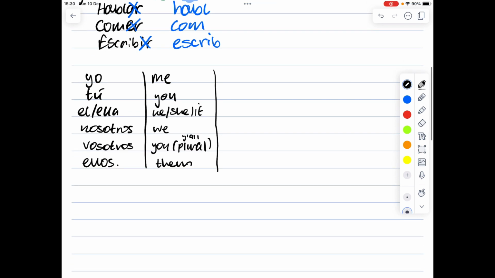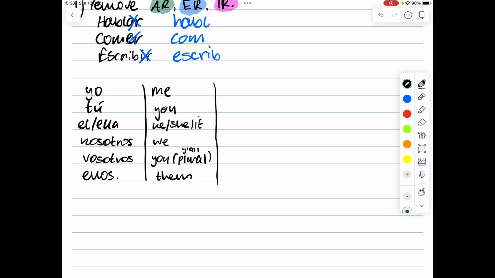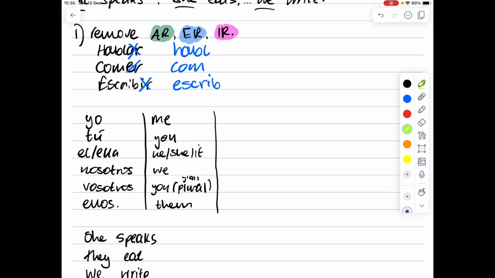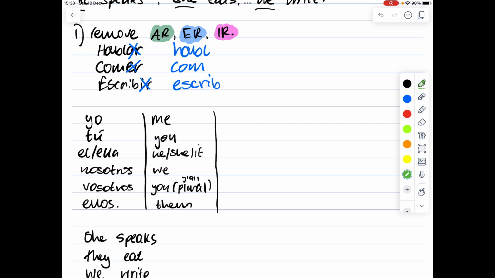So we are going to, first of all, come up with a few different people who are doing the actions. So I'm going to say, she speaks. They eat. And we write. We'll come back to those in a bit. Let's start off with our AR verb endings. Add the colour green. There we go.